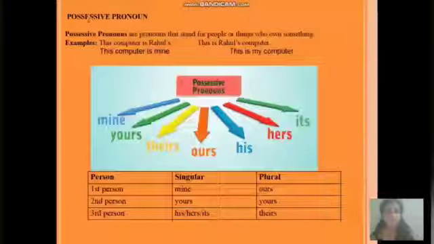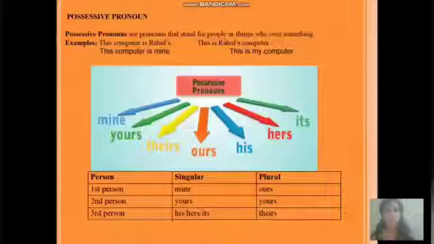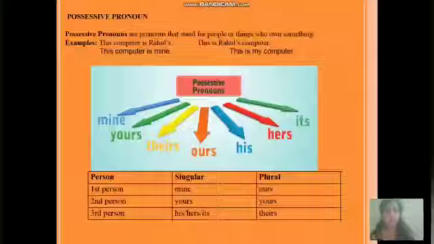The next type of pronoun that we are going to discuss is possessive pronouns. So what are possessive pronouns, children? Possessive pronouns are pronouns that stand for people or things who own something. So what do you mean by possession? Possession is nothing but belonging. So possessive pronouns show that someone owns something. It's someone's belonging.